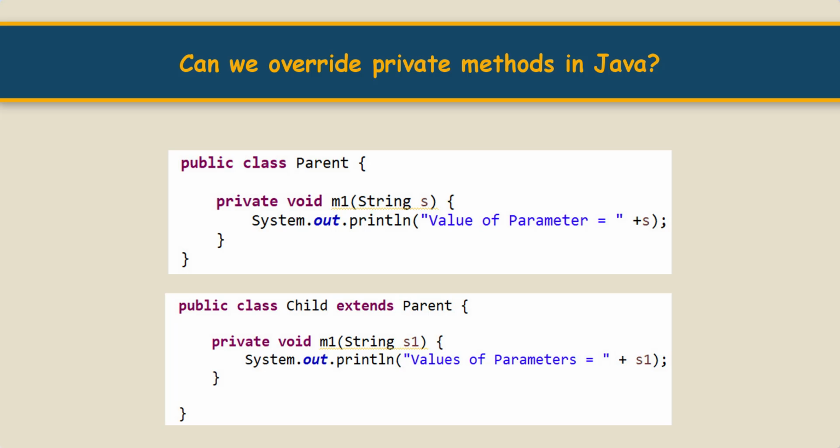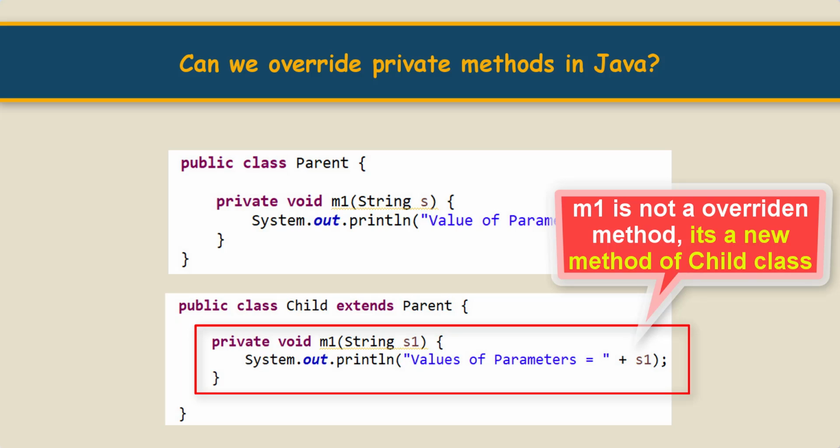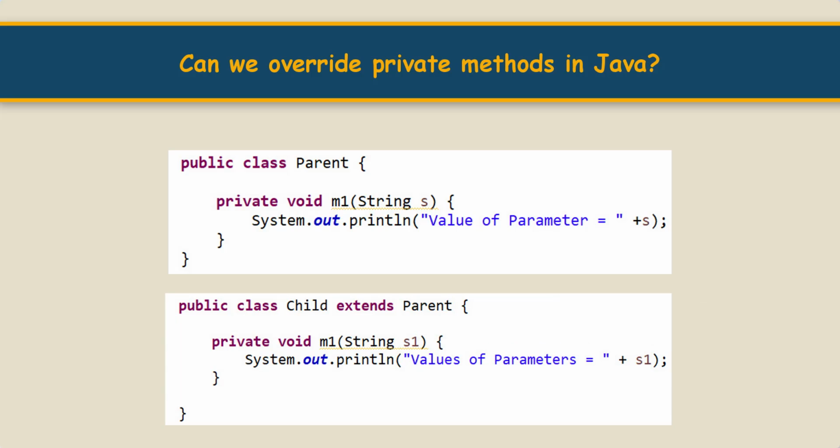Let's say in the parent class we have private void method1, and in the child class I have also added private void method1. This is not overriding. It is a new method for the child class. Private methods belong only to the class where they are defined. Even if you create a subclass that defines the same method with the same name and same signature, it is not overriding. It is just a new method for that child class.